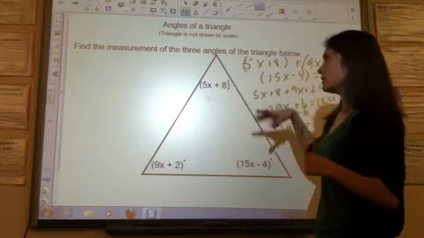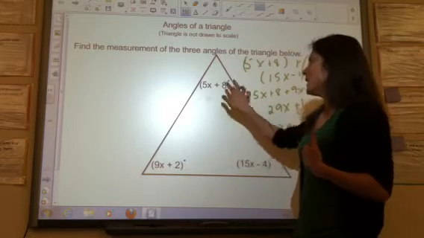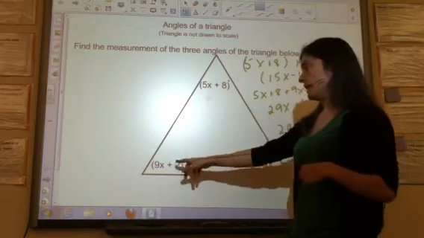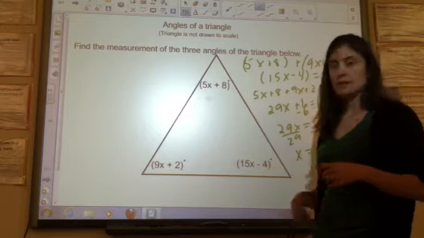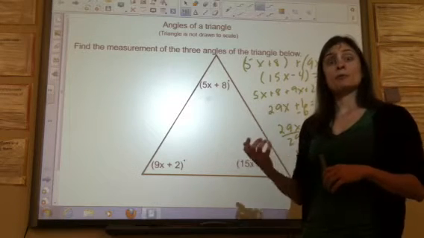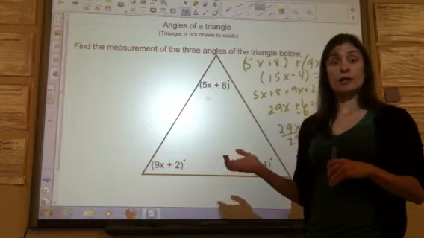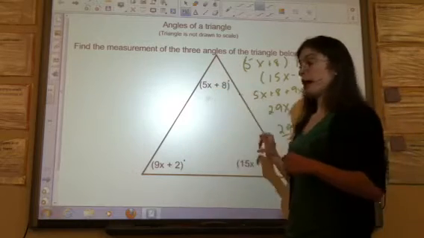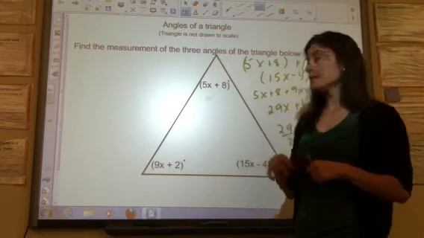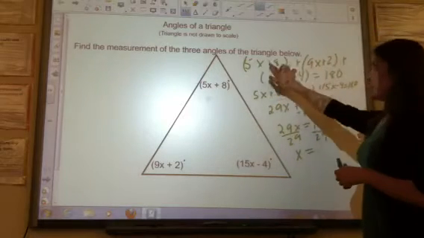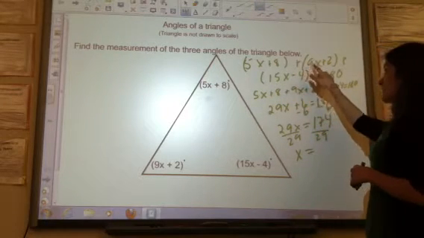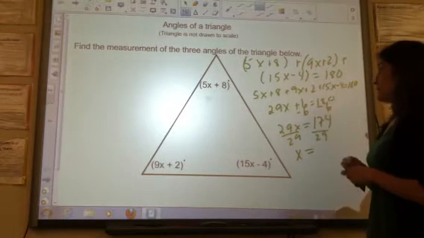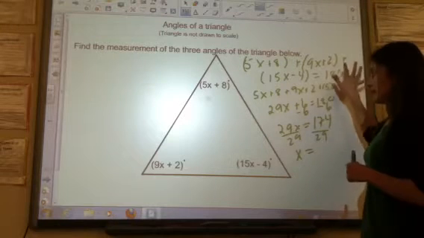So this is just a triangle. It's not drawn to scale, with angles of 5x plus 8, 9x plus 2, and 15x minus 4. And as we remember, the sum of the triangle theorem tells us that these three angles will add up to 180 degrees. So when you set up the equation, 5x plus 8 plus 9x plus 2 plus 15x minus 4 is going to equal 180.